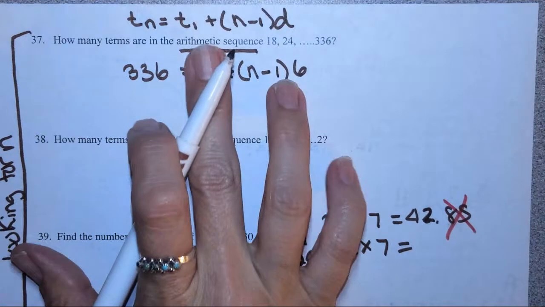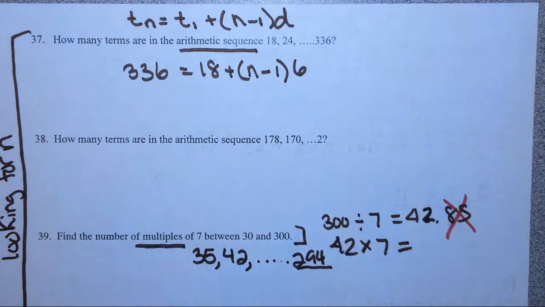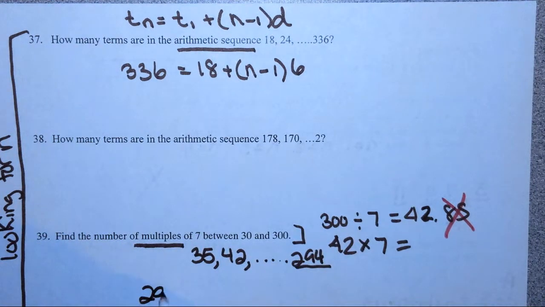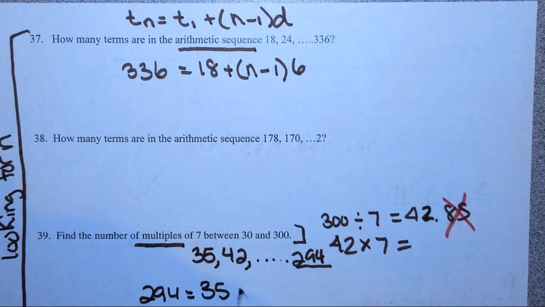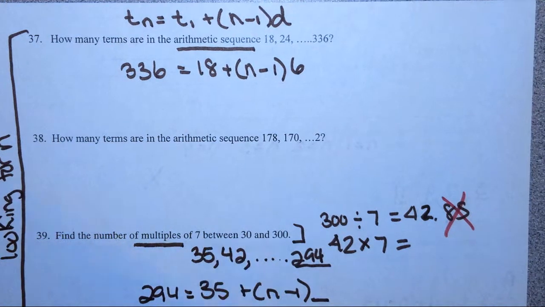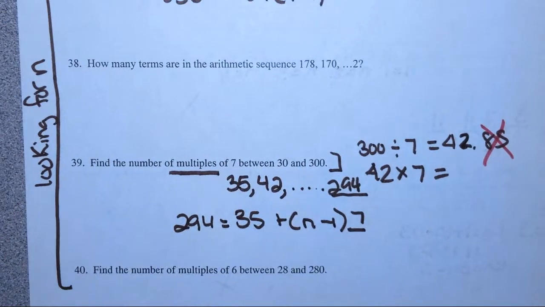Now it's going to be a problem just like I had up here. I need my last number. Oh, I have it, 294. I need my first number. I have it. I don't know n. That's what I'm looking for. And then I need my common difference. Well, how far apart are these? Oh, multiples of 7. They're 7 apart. And then you're going to distribute and solve for n. 40 is going to work the same way.